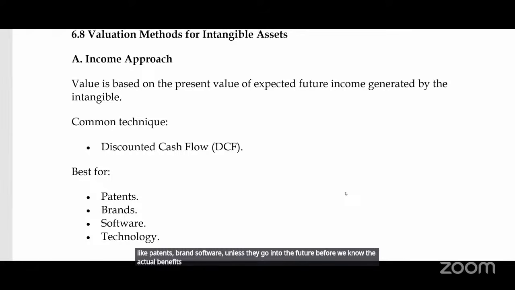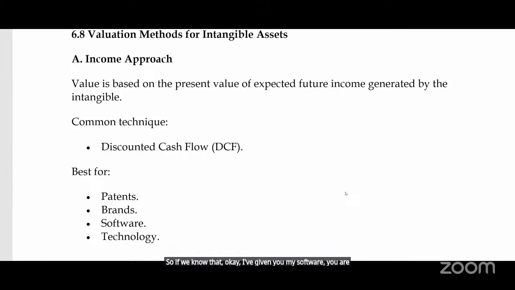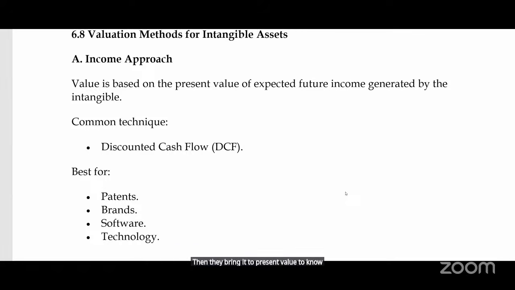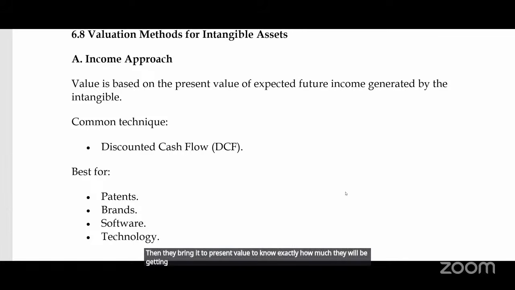So if I've given you my software and you are paying royalties, how do software like Tally, QuickBooks, and the rest estimate their value? Assuming somebody wants to buy QuickBooks, they look at all their licenses, how much they are taking from the licenses every year. Do you get it? Then they discount it over the next 20 years, for instance. Then they bring it to present value to know exactly how much they will be getting over the years, and that becomes the value of the software before they can sell it to you. Does that make sense? So we use discounted cash flow to discount these cash flows into the present.